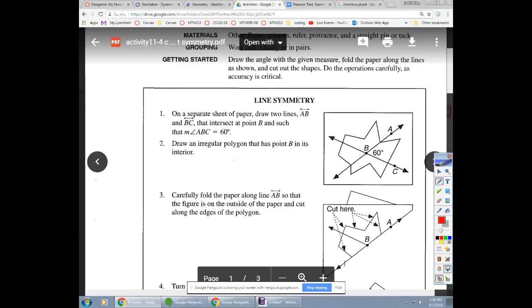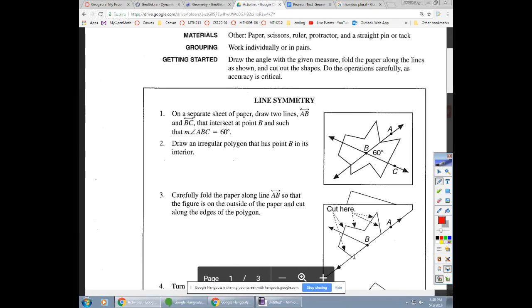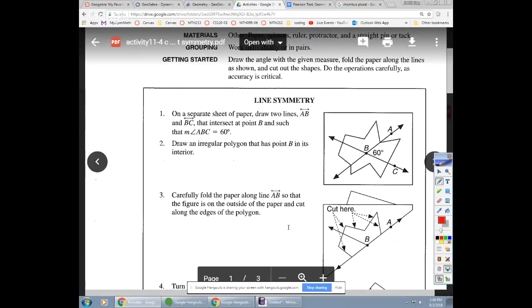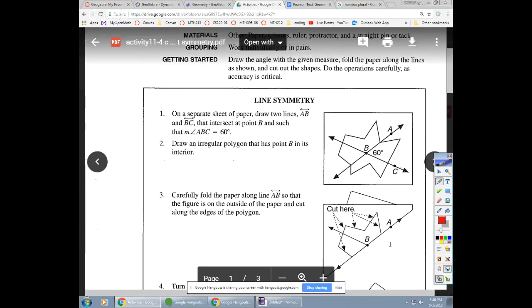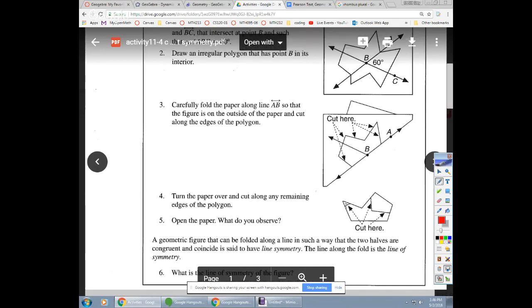Then you're going to fold the piece of paper in half along the line AB. Looking at one side, you'll see one half of the polygon, and if you flip the paper over, you'll see the other side. Looking at one side, you're going to cut out that polygon while the paper's folded. Then you flip the paper over and cut any remaining lines that are on the other side, and see what you get.